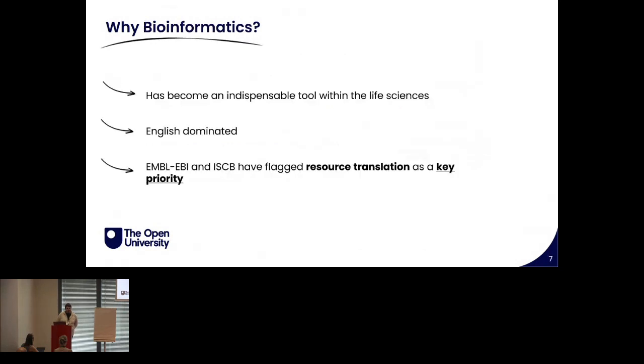So, another question. Why bioinformatics? I think bioinformatics has become a very much indispensable tool within the life sciences, and that's a trend we're seeing for the last decade or more. But I think it was also truly highlighted by the COVID-19 pandemic. But as many other scientific fields, it is unfortunately English dominated. And we just mentioned that we need more collaboration in science. So that implies having more multilingual resources available to scientists and domain experts. Additionally, the EBI, the European Bioinformatics Institute, and the ISCB, the International Society for Computational Biology, have flagged resource translation as a key priority.